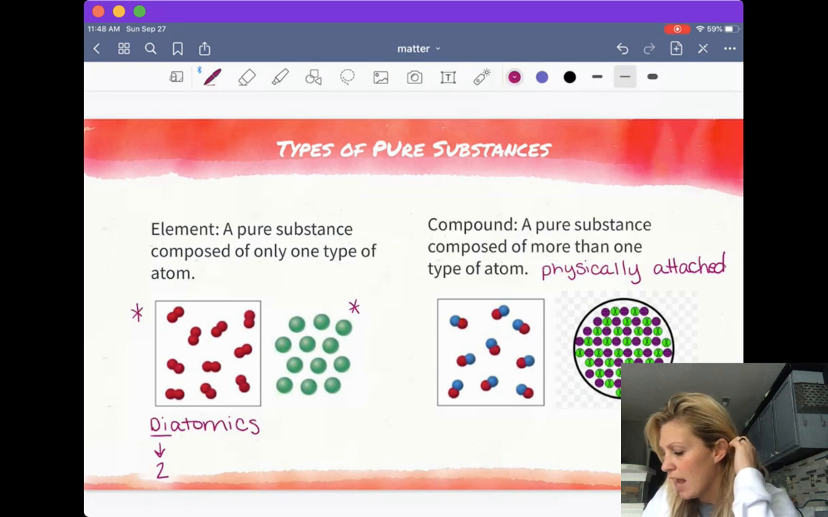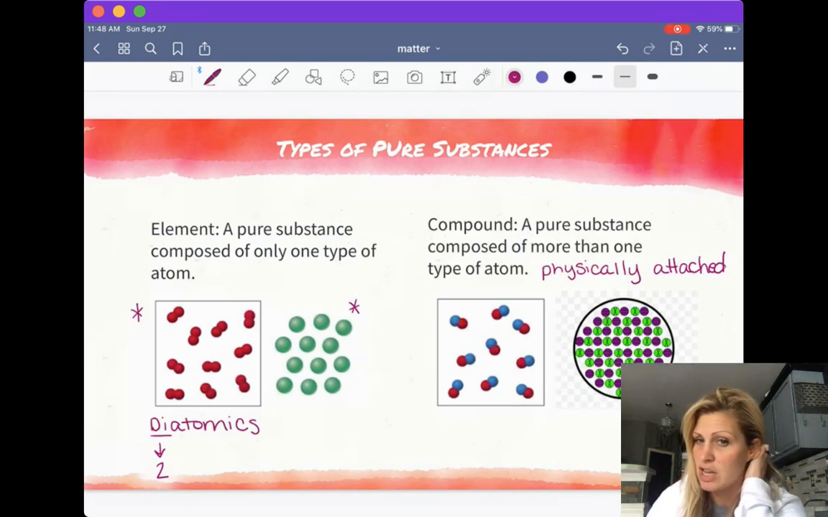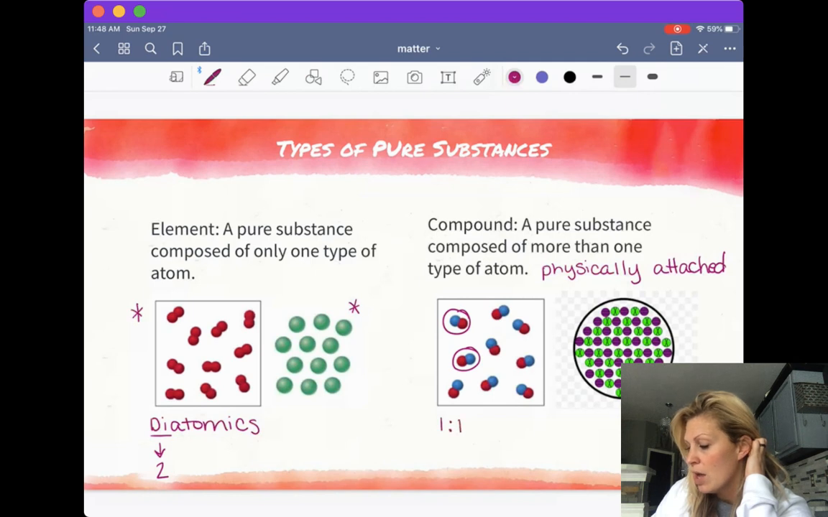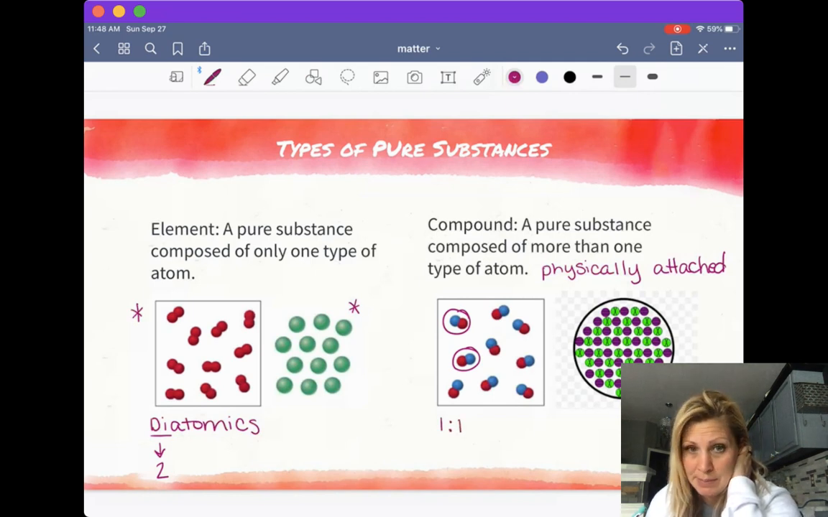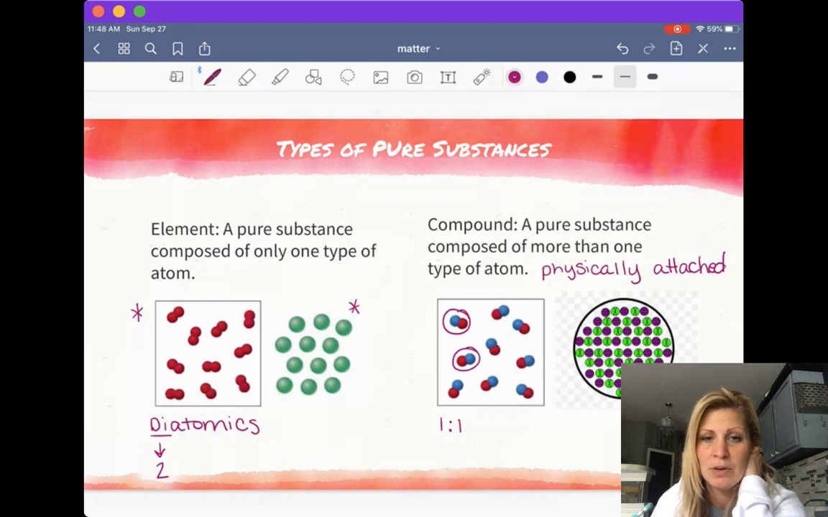So let's look at our examples here. The first one, we have a blue atom and we have a red atom, and they are physically attached. And that's all that's in that picture. They are in the same ratio throughout, which is a 1-to-1 ratio. So we know it's a pure substance. And we know it's a compound because the red and the blue are physically attached to one another.